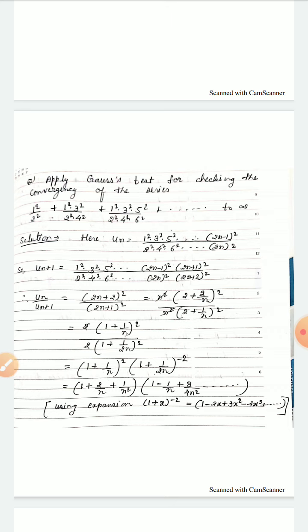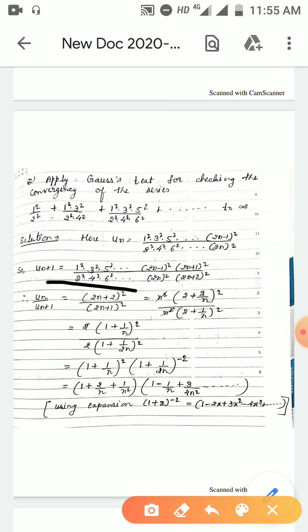So dividing uₙ by uₙ₊₁, after simplifying, you will check that we are left with (2n+2)² divided by (2n+1)². You have to show the process here. Don't write this step directly. Just put the values of uₙ and uₙ₊₁, cancel out the common terms, and then show that you are left with (2n+2)² by (2n+1)².